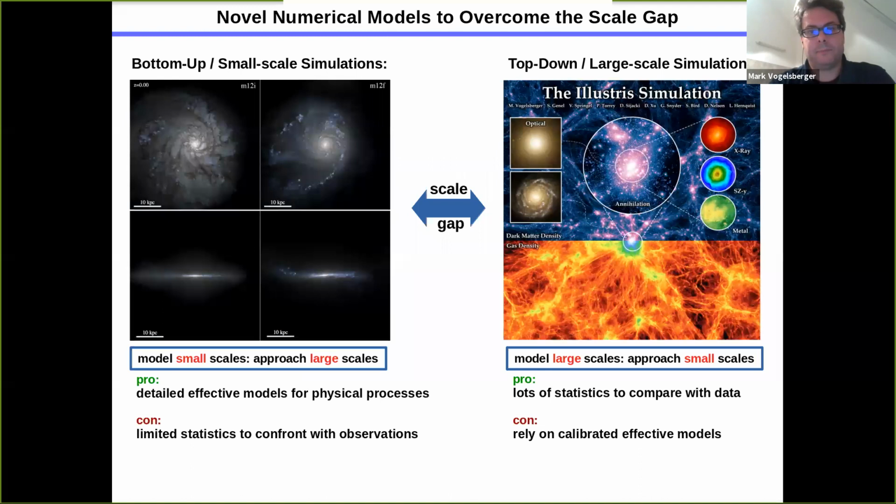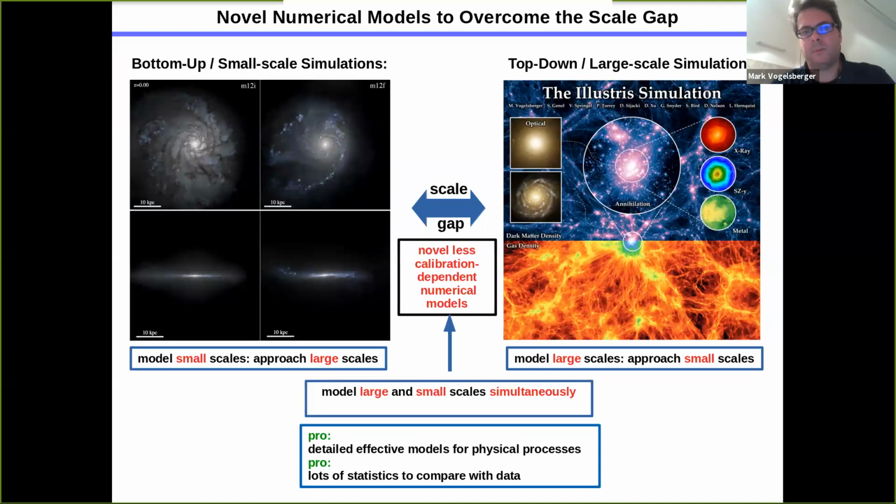Now, let me come back to this slide. So essentially what that means is what we want to tackle that scale gap here, by having somehow novel, less calibration dependent numerical models. All these models in all these simulations, even the small scale simulations, are calibrated somehow. So of course we want to get rid as much as possible of any calibration process and really have this approximate ab initio regime.